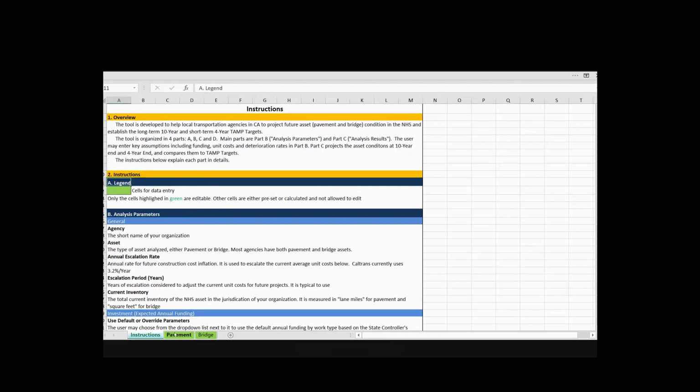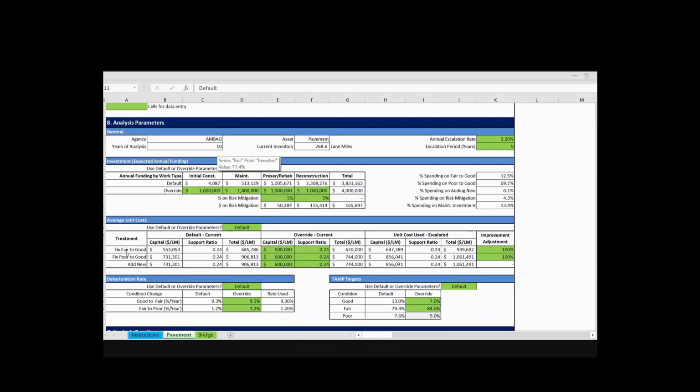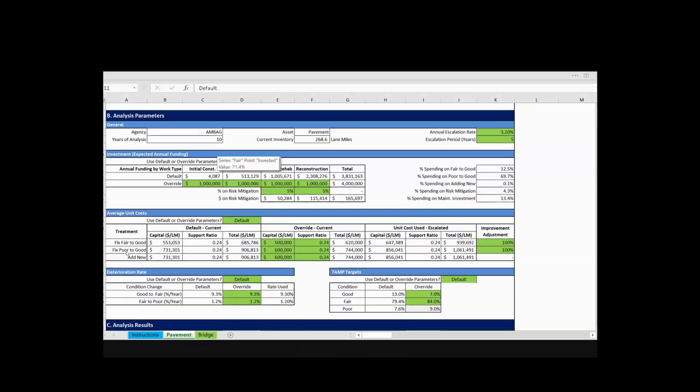And I know that most agencies have both pavements and bridges, so they have two analysis tabs when we send the tool. But some of them may only have pavement assets in their NHS. And the tool itself is organized into 4 parts. The main parts are B, analysis parameters, and C, which is analysis results.